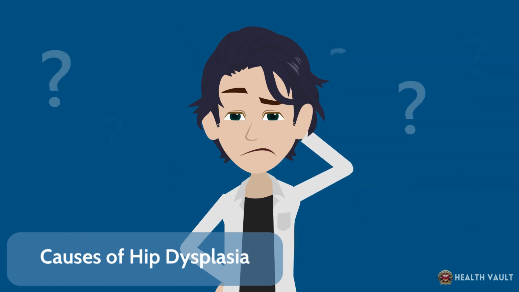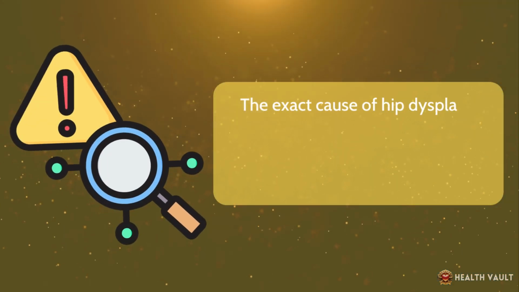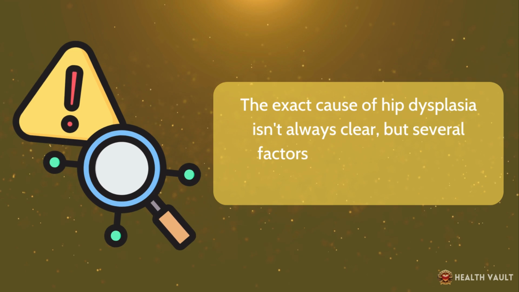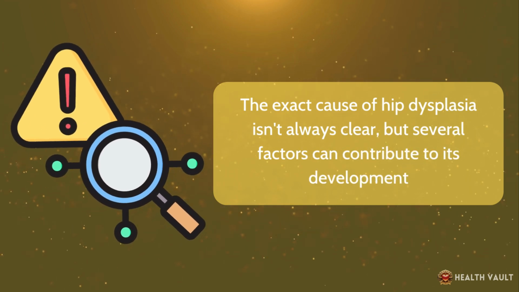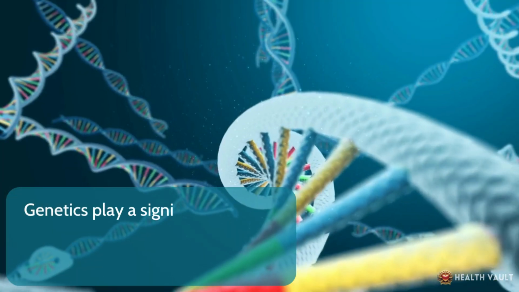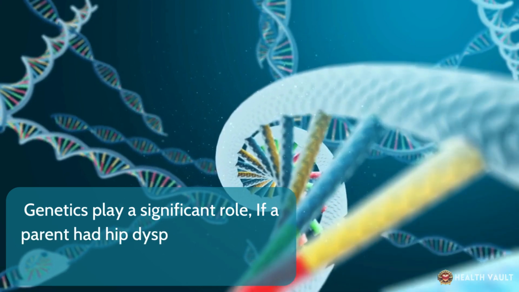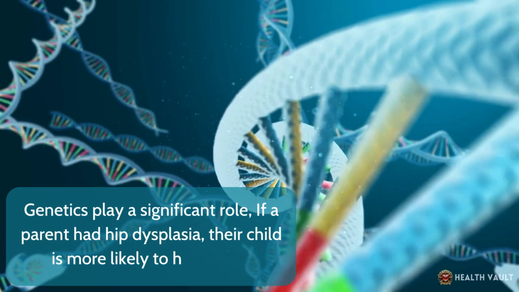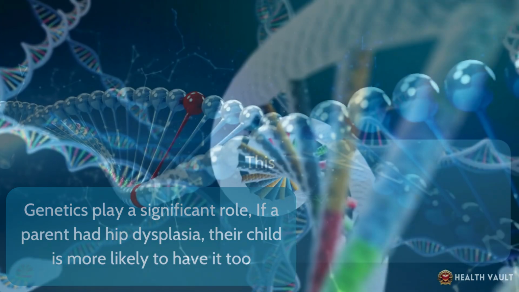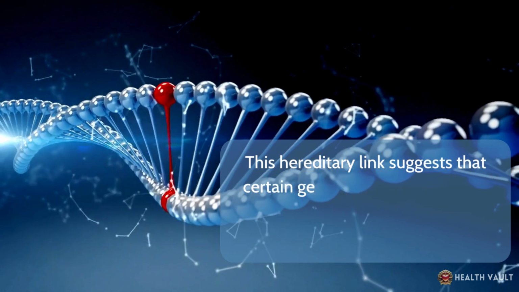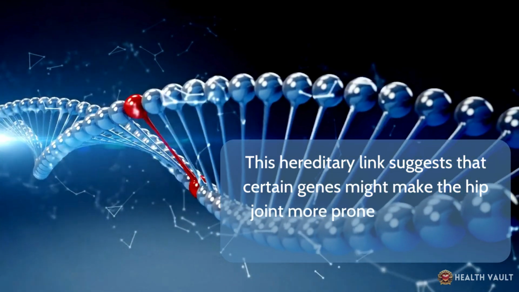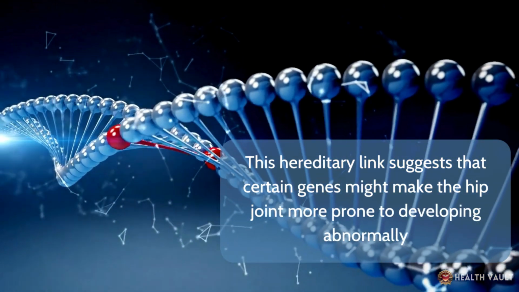Causes of hip dysplasia. The exact cause of hip dysplasia isn't always clear, but several factors can contribute to its development. Genetics play a significant role. If a parent had hip dysplasia, their child is more likely to have it too. This hereditary link suggests that certain genes might make the hip joint more prone to developing abnormally.